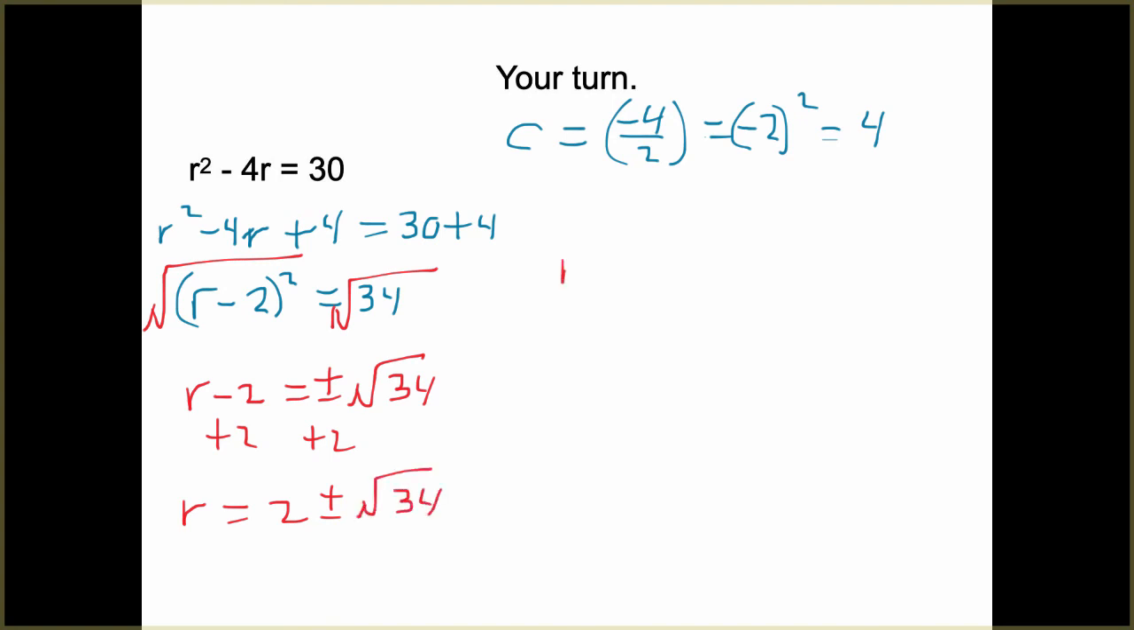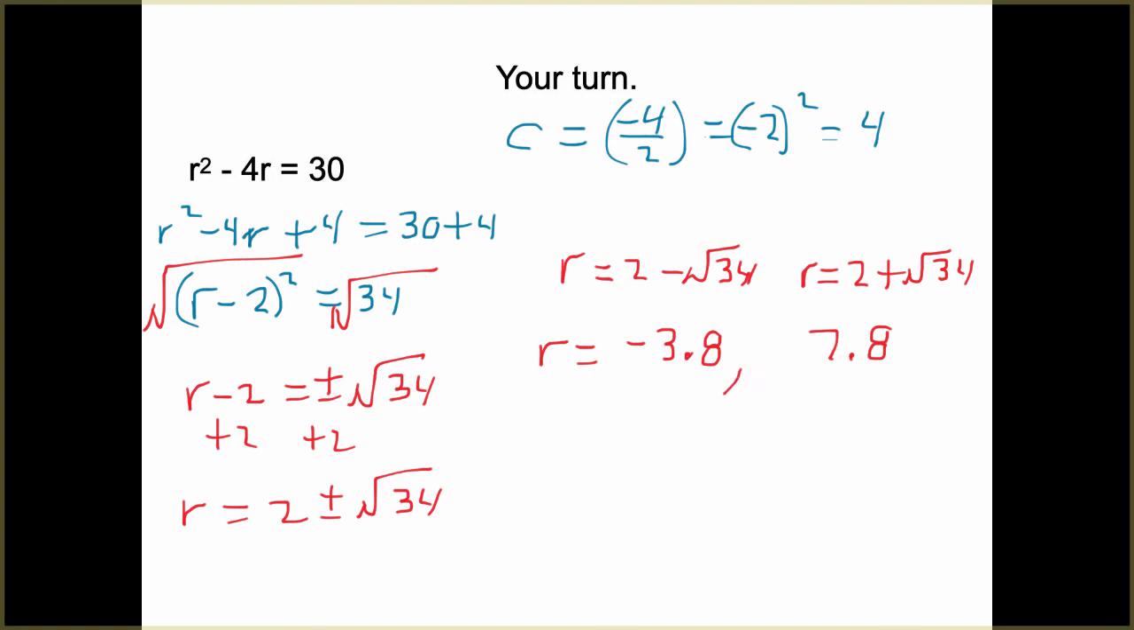And you're going to have two equations. R equals 2 minus the square root of 34. And r equals 2 plus the square root of 34. Then when you do these on your calculator, you should get -3.8 for the first one. And you should get 7.8 for the second one. These are my two solutions.